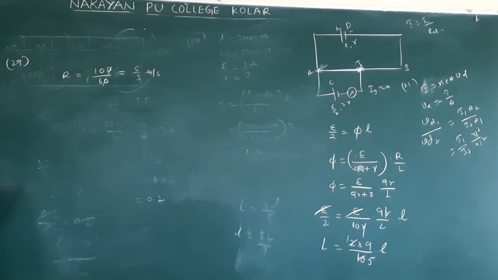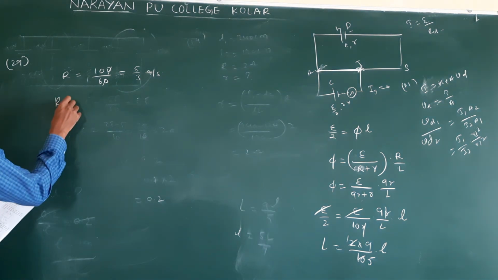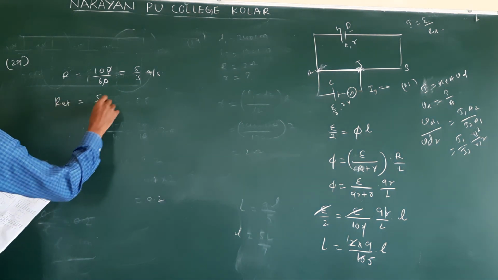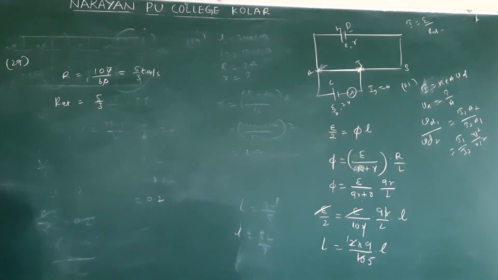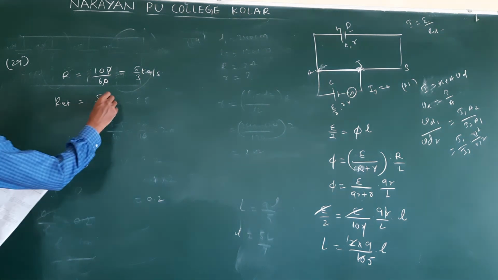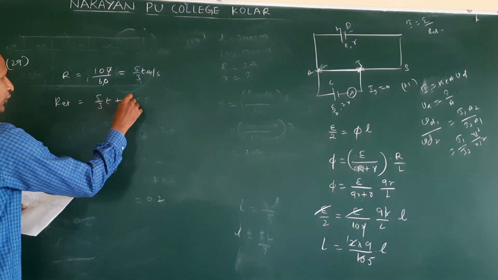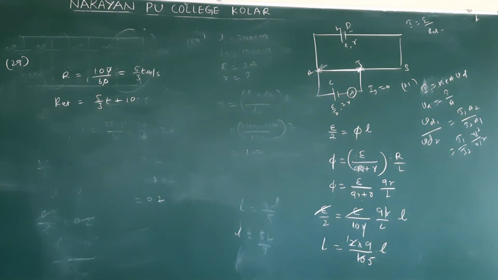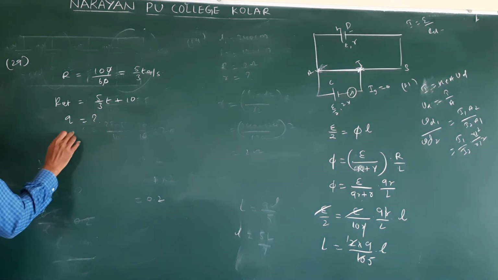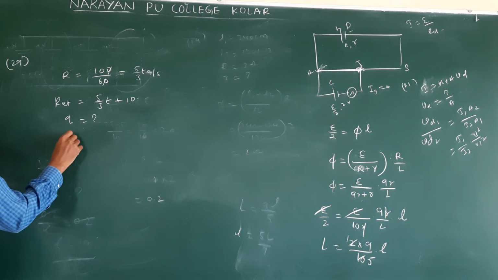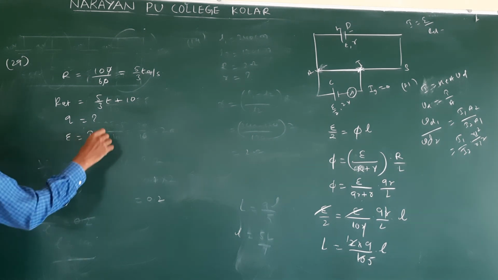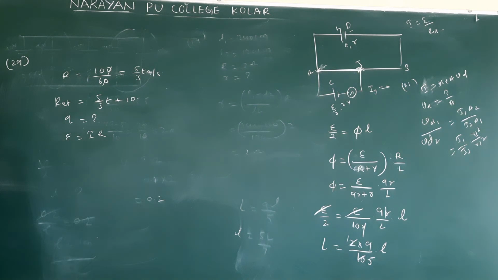Then the amount of charge flowing through the circuit. Then R will be 5 by 3 into T, plus the 10 ohm already there in the circuit. So this is R effective. They are asking Q. Then how do you write Q? E is equal to IR. Am I correct or not?